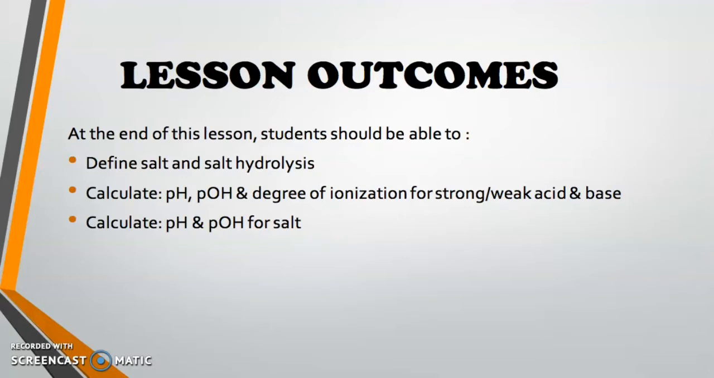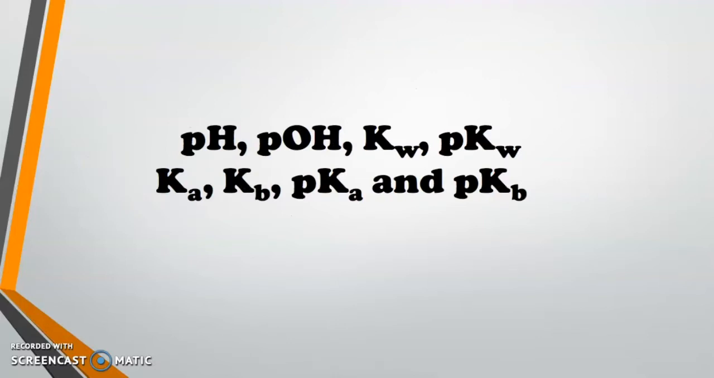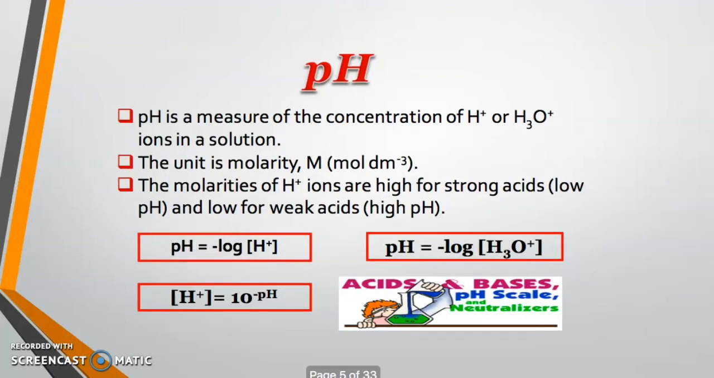pOH, and degree of ionization for strong or weak acid and base, calculate pH and pOH for salt. pH is a measure of the concentration of hydrogen ion or hydronium ions in a solution. The unit is molarity, M, molar, or mole per cubic decimeter.